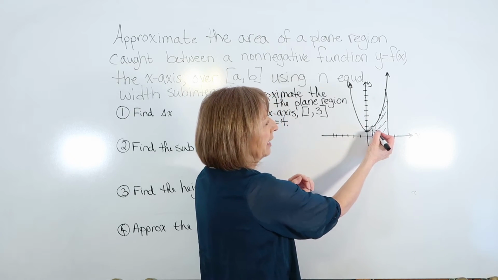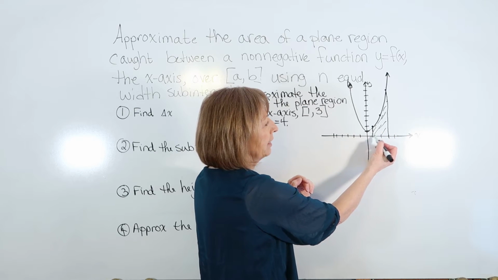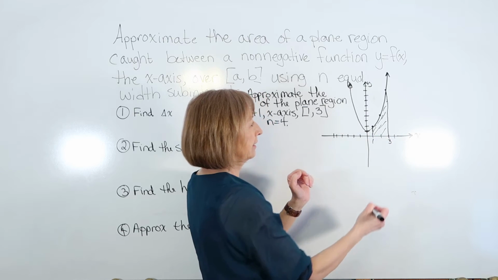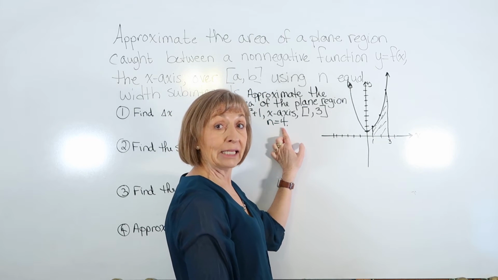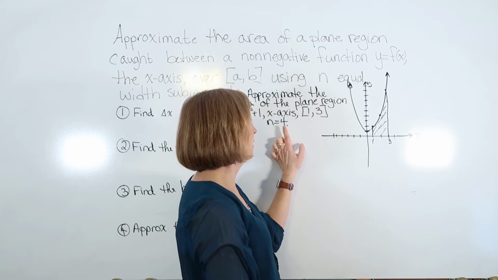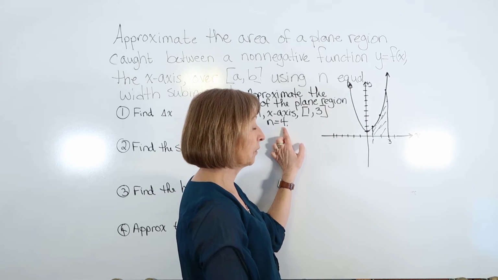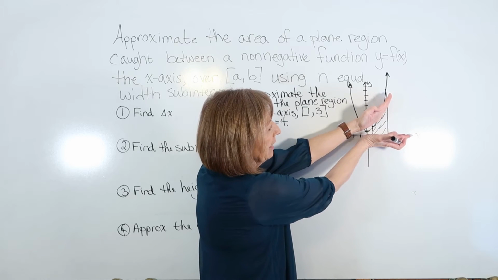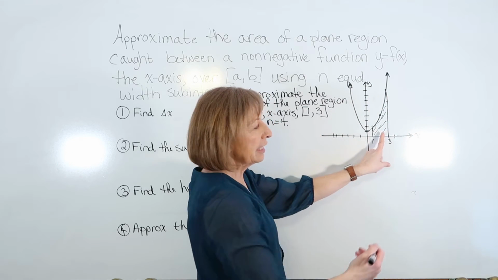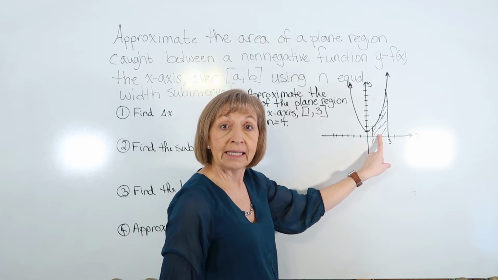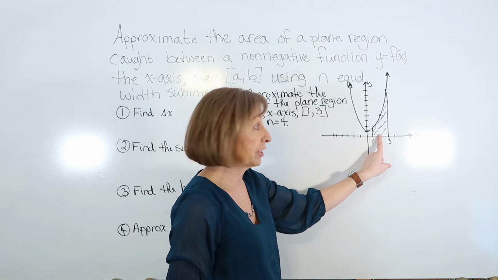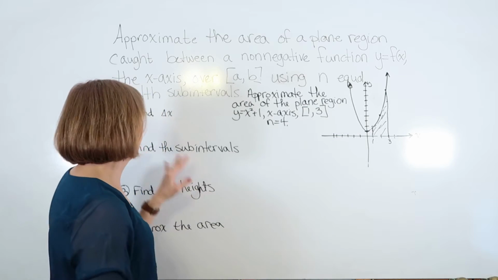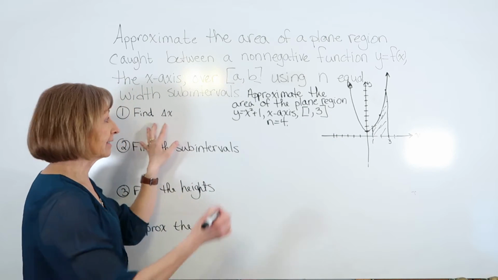My interval starts at 1 and ends at 3. So I drew a vertical line up to the function at x equal 1 and a vertical line up to the function at x equal 3. And then I want n equal 4 sub-intervals. So 4 rectangles is what we're using. But because it's caught between the curve and the x-axis over that interval, the area you're approximating is this shaded region. So now when we go through our steps, first we want to find delta x.